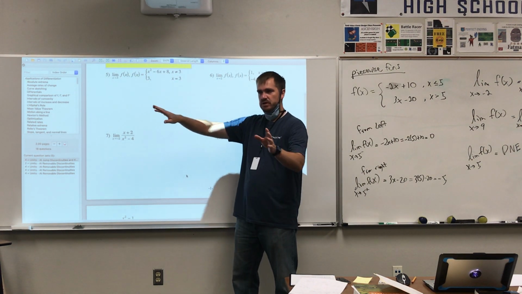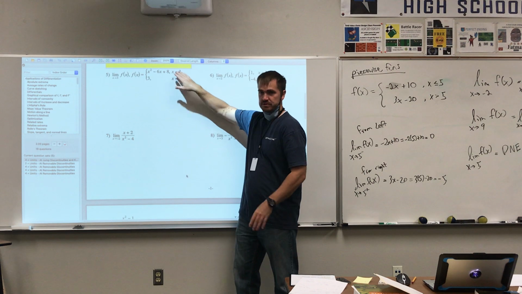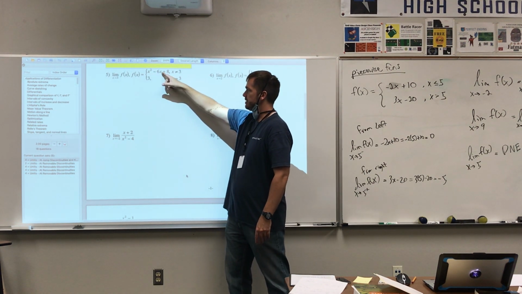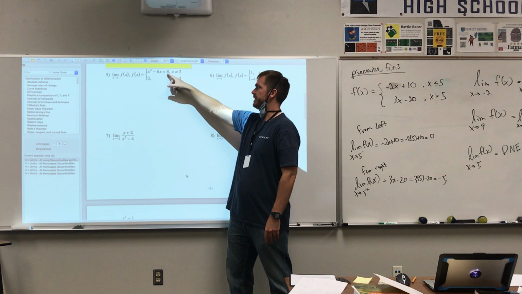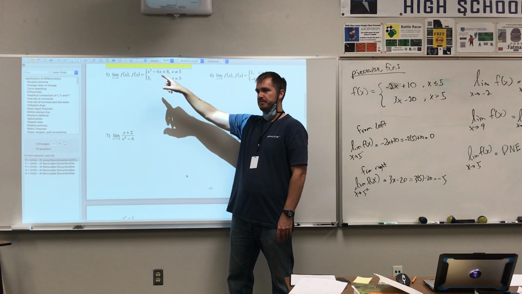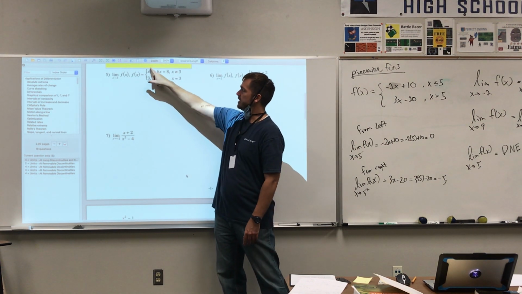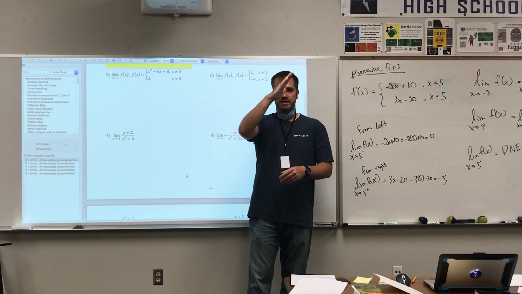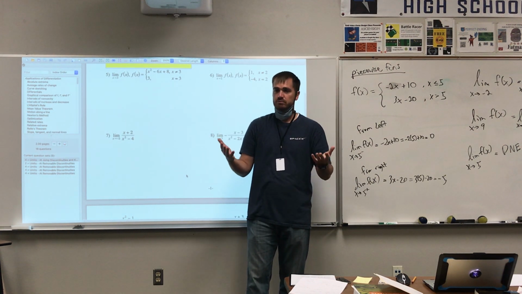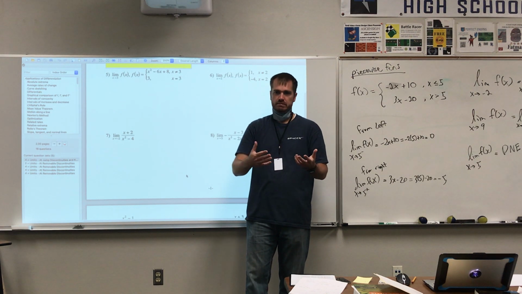pretty much as long as the x value is not 3, is following this formula, x squared minus 6x plus 8. Do y'all have a visual in your mind of what that graph would look like? No. Okay, you know that if it's mx plus b, it's going to be a line, right? Okay, what if it's x squared plus blah, blah, blah?